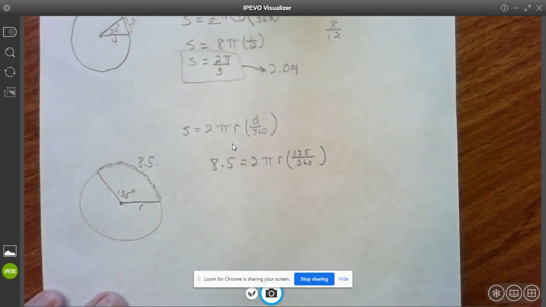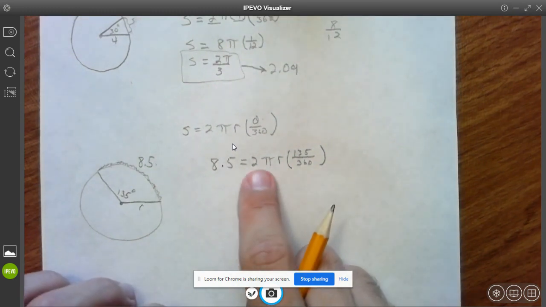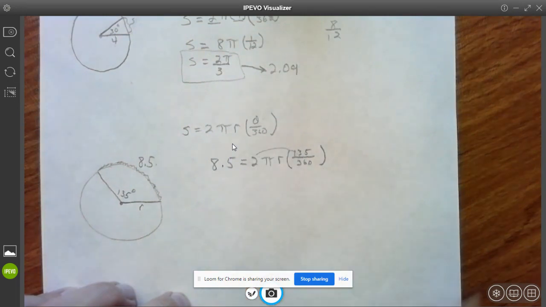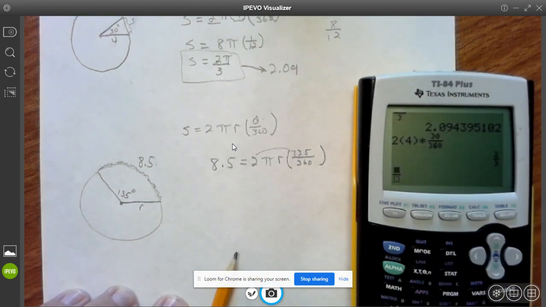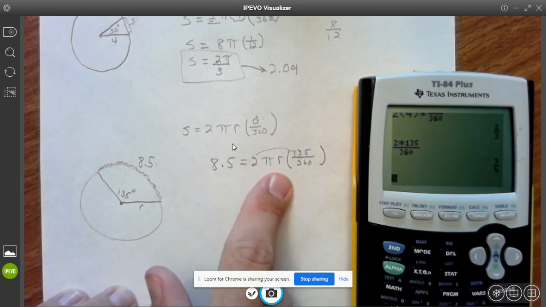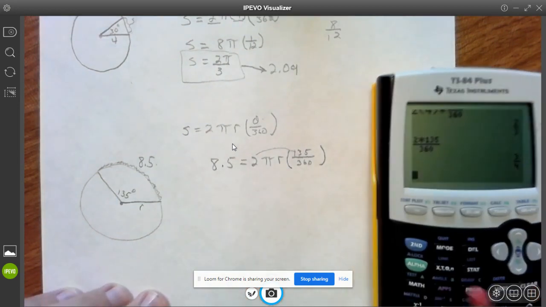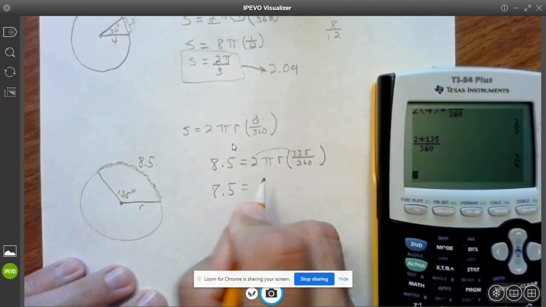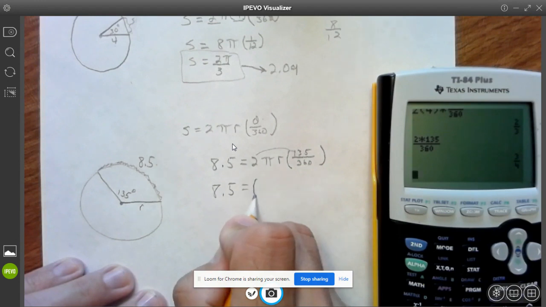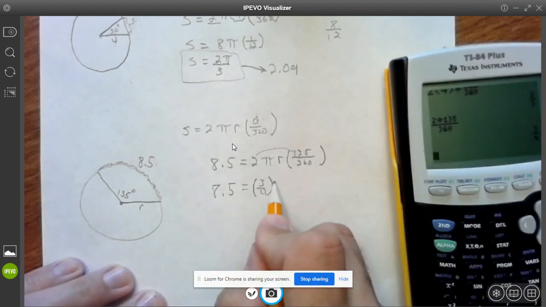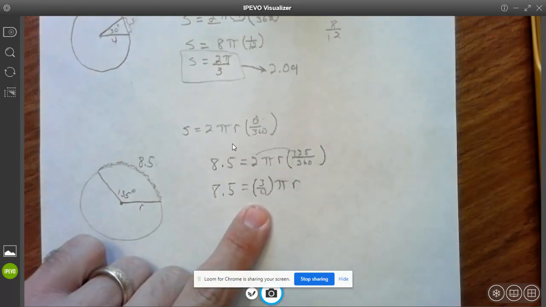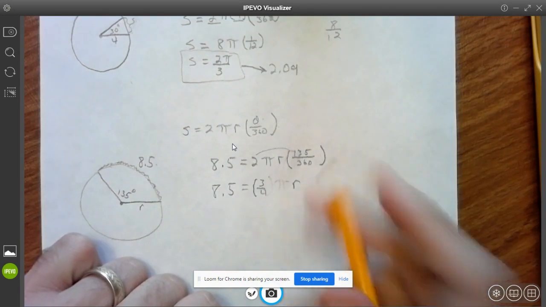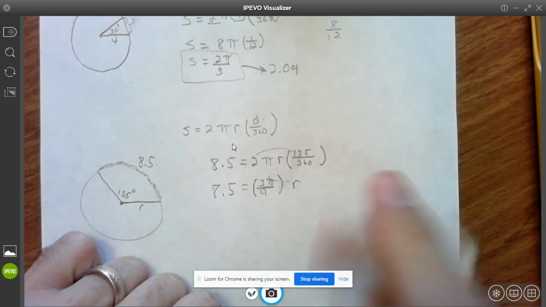There's a couple of ways we could do this. I'm going to take that 2 and multiply it on that 135, and simplify this whole fraction part, including that 2. So I've got 2 times 135 over 360. On the right-hand side, this is equal to 3/4. So I've got 8.5 is equal to 3/4, and then we've got a pi r. Actually, I'm going to put that pi up in the numerator as well. So we've got 3 pi over 4 times r.